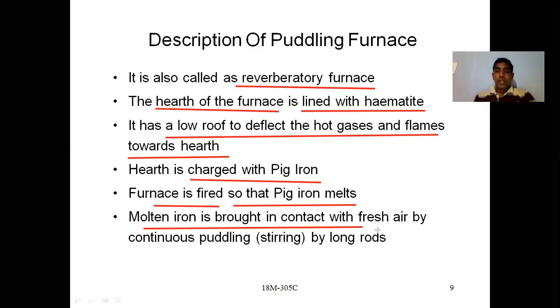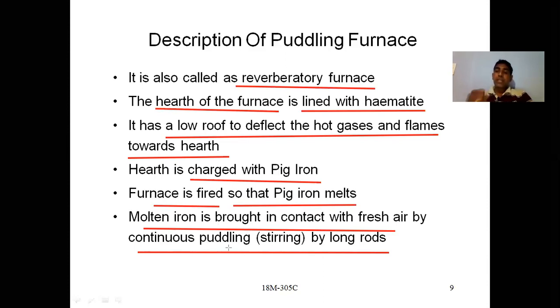This molten pig iron is brought in contact with fresh air by continuous puddling and stirring with long rods. Why are we calling it a puddling furnace? Puddling means stirring. After heating, when the furnace is fired, your pig iron will be melted. After melting, you will send an air blast. So you are sending a fresh air blast. Because of that, what will happen?